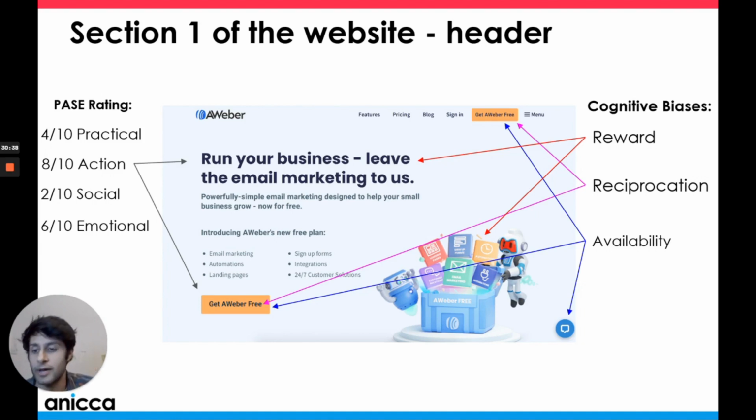Emotional, that's a 6 out of 10, because there are some emotional aspects to this. Emotional people don't like getting ripped off. So "get Aweber free": emotional and reciprocation link into each other. So it is present, and that's why I give it a 6 out of 10.